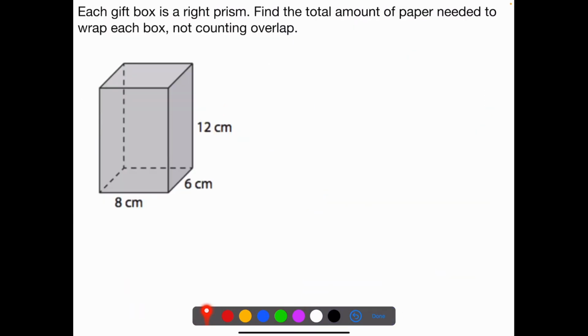Next up, let's try out some sample problems. Each gift box is a right prism. Find the total amount of paper needed to wrap each box, not counting overlap. So we just need to find the surface area of these boxes. Now I'm going to do this one slightly different than the previous ones because I want you guys to see what it looks like with the net.